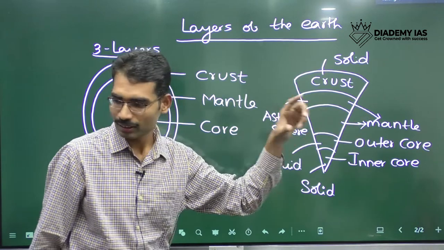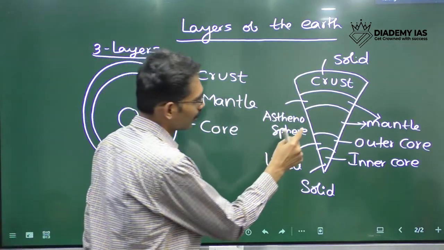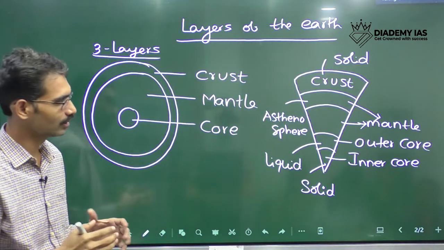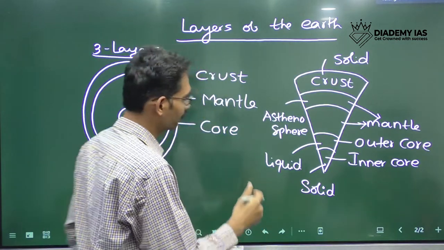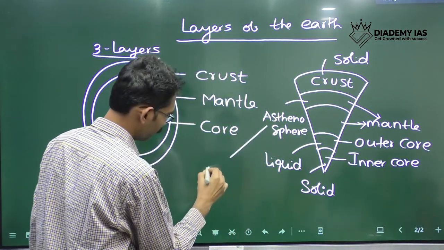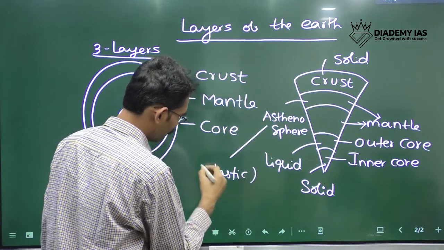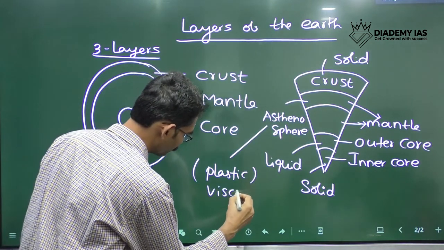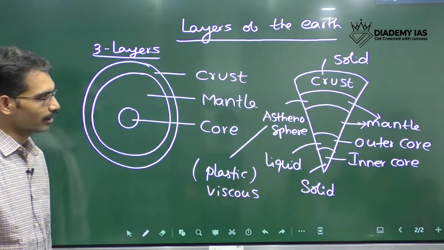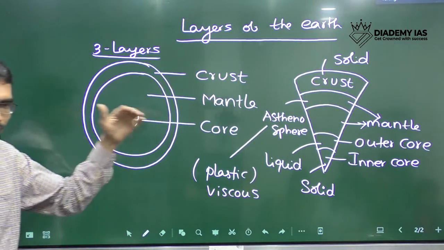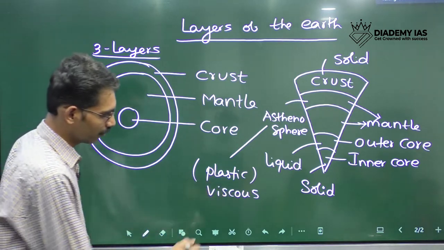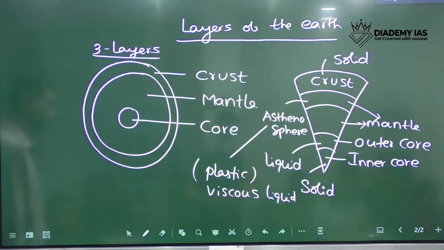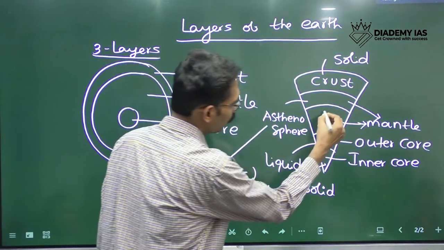With respect to mantle, it is very important now. Here asthenosphere is there, that is in liquid form, but not completely liquid. We call it like a plastic, so it's like a viscous material. It is also a liquid form, but we can say viscous liquid. Now this lower mantle is solid.